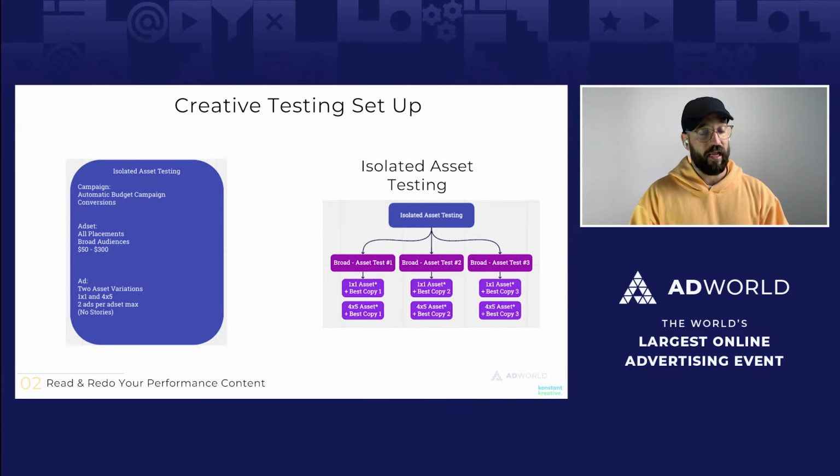Or we can run with the second launch testing phase, which is our isolated asset testing. Very straightforward. It's going to be an ABO, conversions as well. All placements broad, nothing different, just like the DCT. About $500 to $300 in budget is what we really want. Now, that might be a little bit much on the initial test.